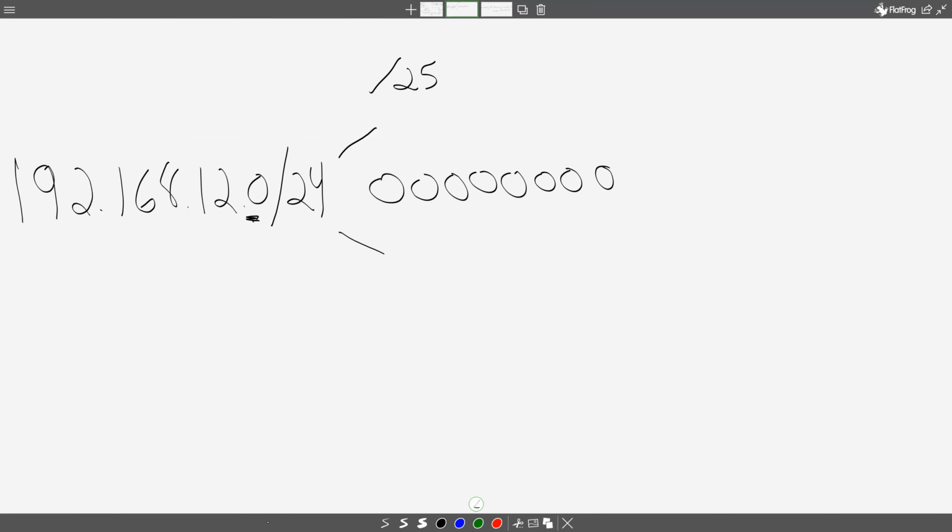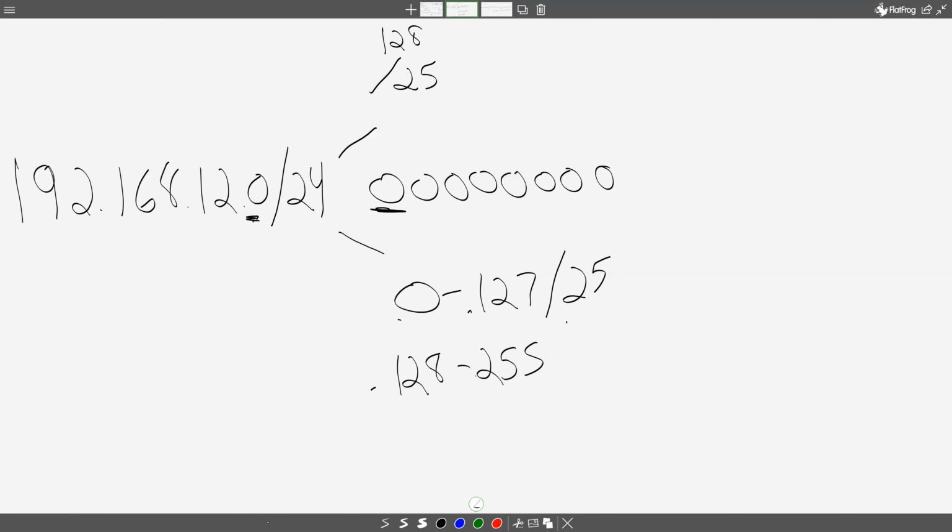What is the value right here in this position we're going to borrow from? I call it our variable. 128. It's 128. So what we're going to do is borrow 1 bit and split this network into 2 subnets of equal size using the variable from where we borrowed. So now these are all /25s because we borrowed 1 bit.